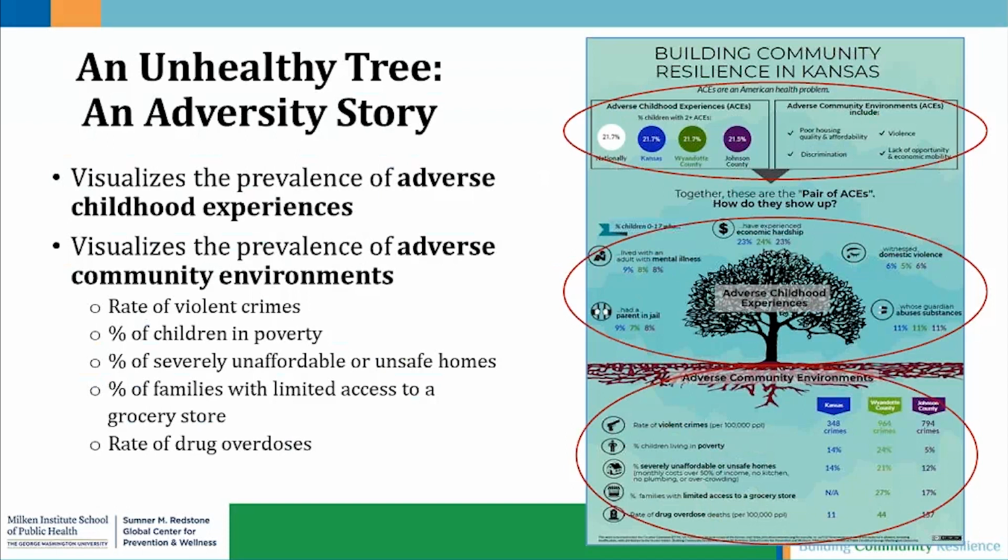Beneath the tree, the state and county level data shows how nutrient-rich or nutrient-poor the soil is for supporting the tree's growth. And this part of the graphic features several fundamental community stressors: the rate of community violence, the percentage of children in poverty, the percentage of homes that are considered severely unaffordable or unsafe, the percentage of families with limited access to a grocery store, and the rate of drug overdoses within the community, harkening back to what Sean was saying earlier about the environment where there's quite a bit of drug overdose going on being just as much of an adverse childhood experience as an adverse community environment.